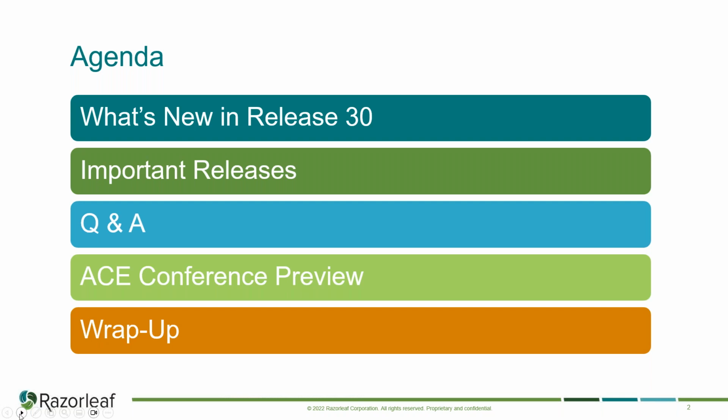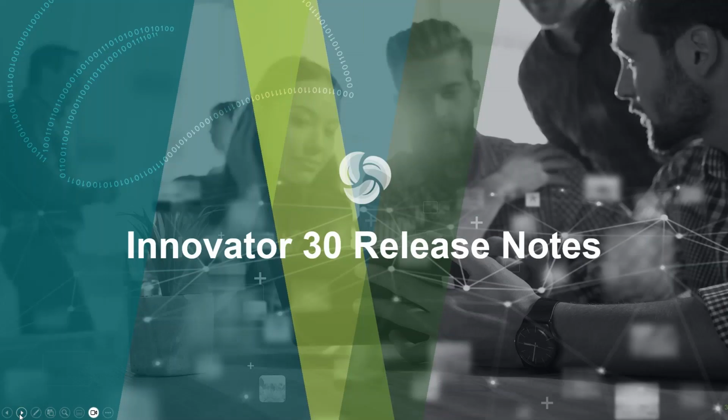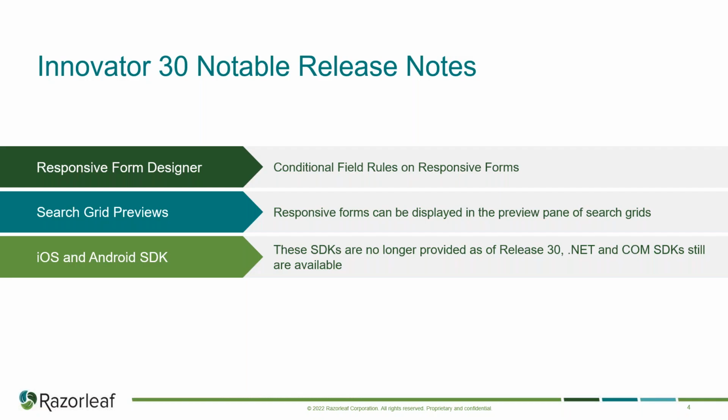So to begin, what are the notable things that have come out with Innovator Release number 30? The biggest thing, something I mentioned last Tech Tuesday, is the addition of conditional field rules on responsive forms. The one limitation that was evident with the release of responsive forms was you're able to add fields, but they weren't able to do the things that classic forms are able to do. Maybe write rules to have a field disappear dependent on other fields and so on.